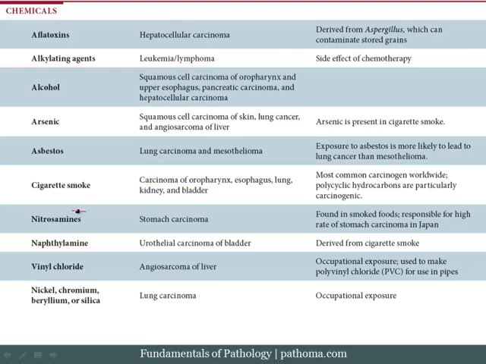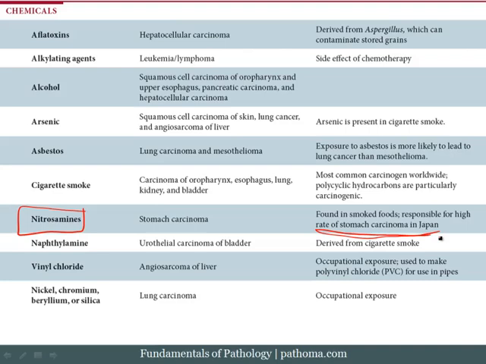Now, nitrosamines, the next one on the list, are highly associated with stomach carcinoma, and they're found in smoked foods, and are responsible for the high rate of stomach carcinoma in Japan. Let me just take you back for a second. If you haven't studied stomach yet, you will eventually hear this, but stomach cancer is actually divided into two types. You can get an intestinal type of stomach carcinoma, which is the more common type, and the second type is the diffuse type.